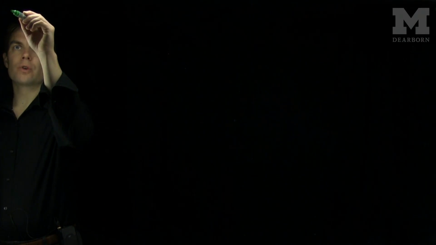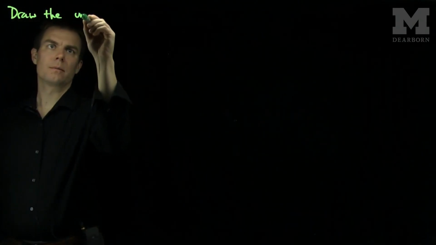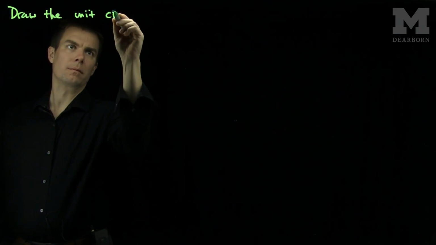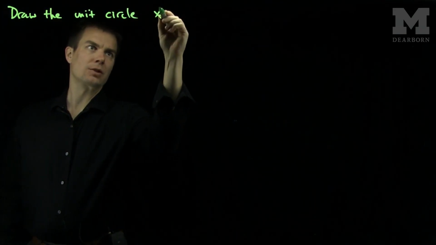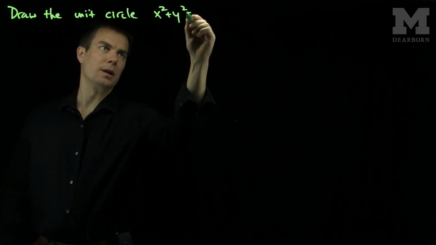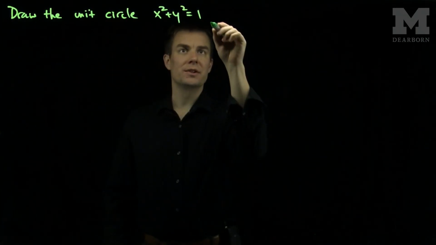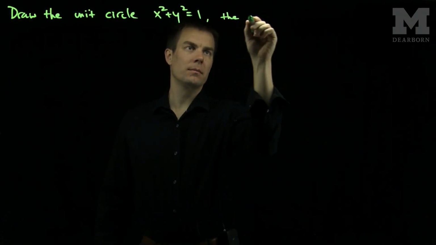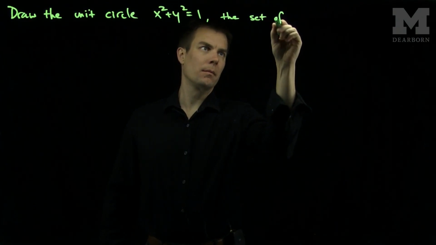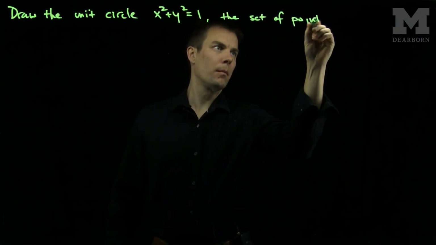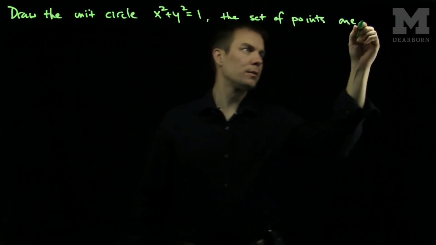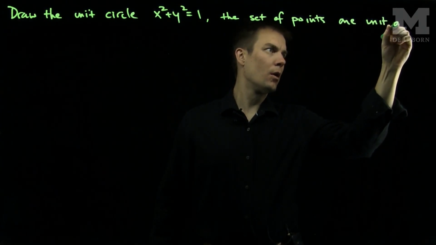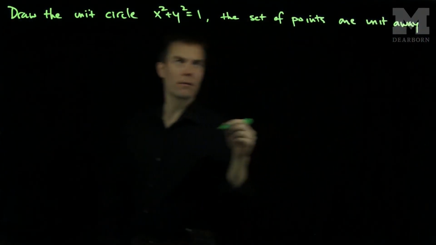In this video, we'll discuss the wrapping function. We will draw the unit circle, x squared plus y squared equals 1, which is the set of points one unit away from the origin.